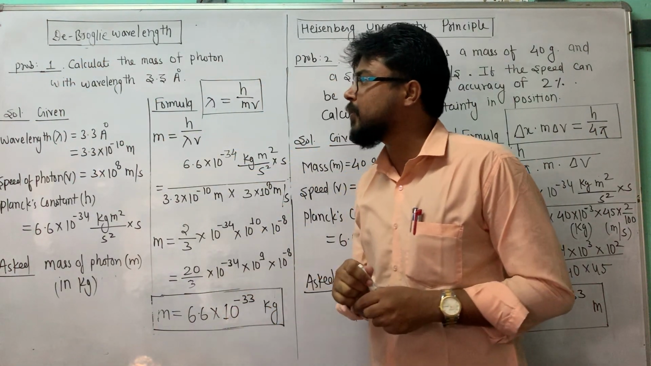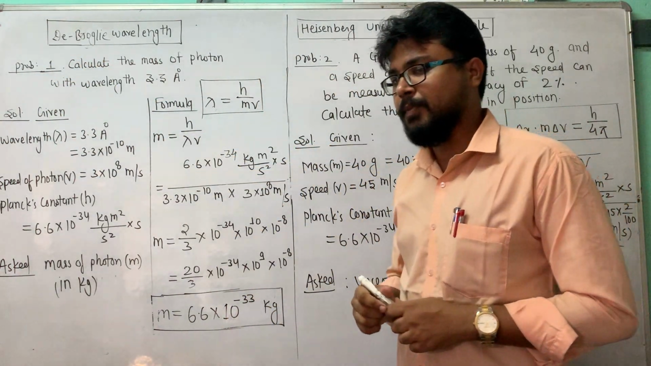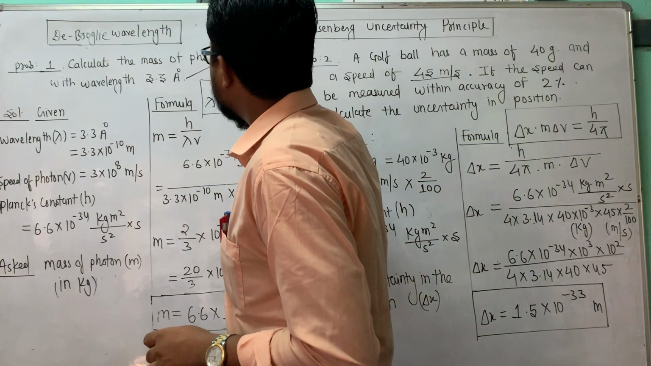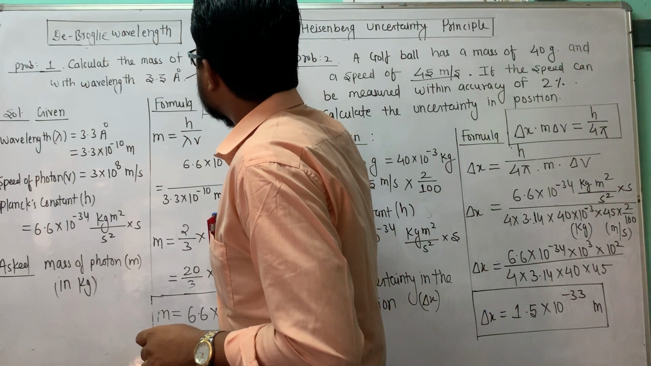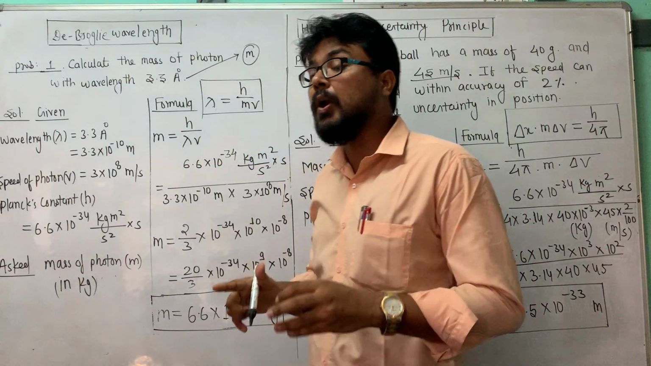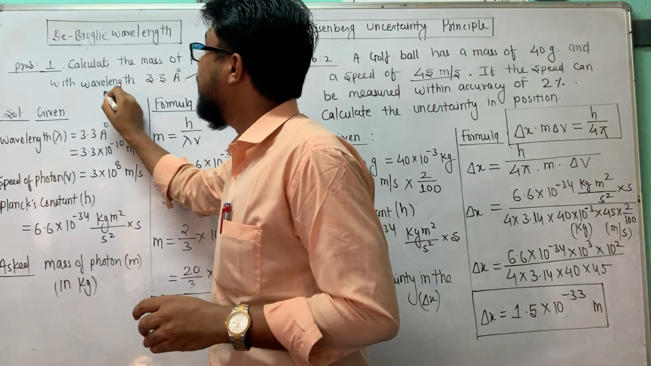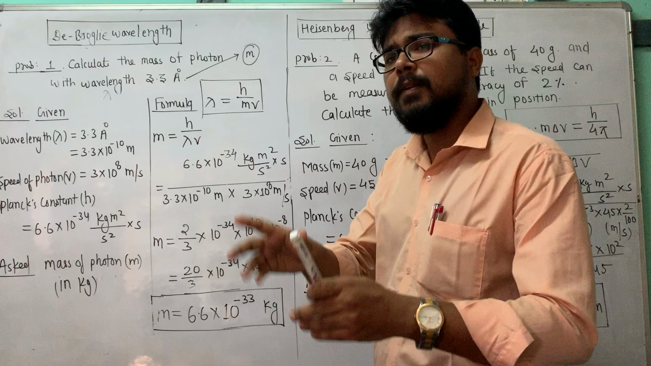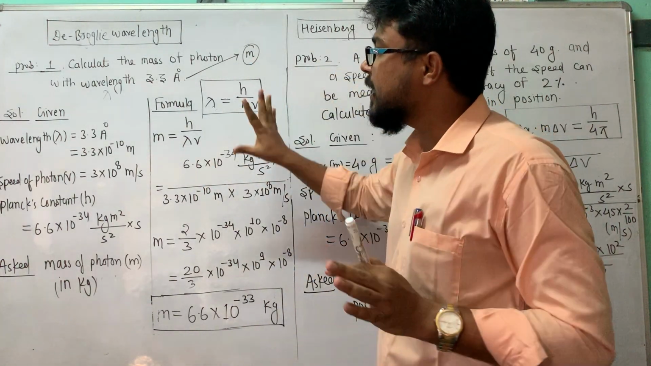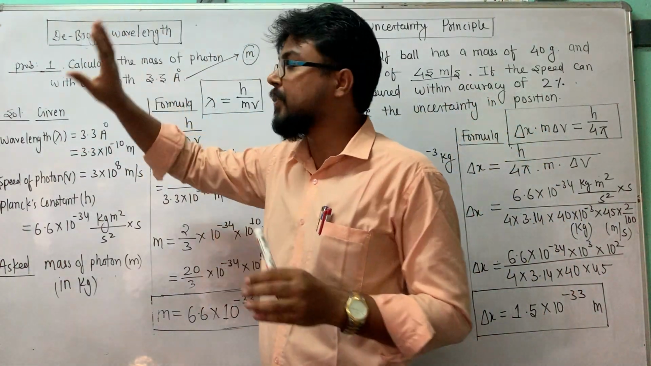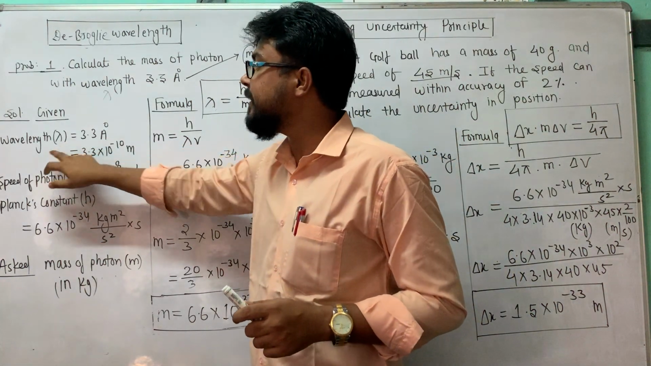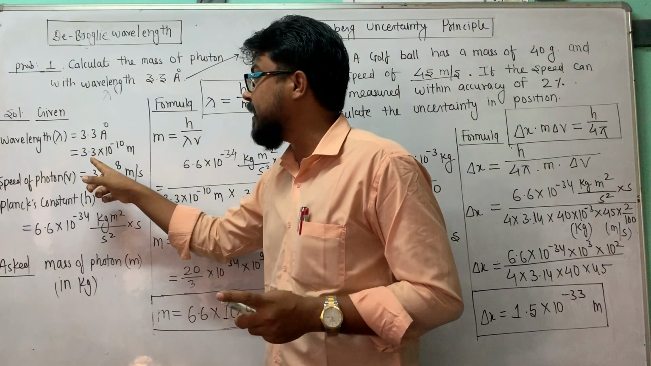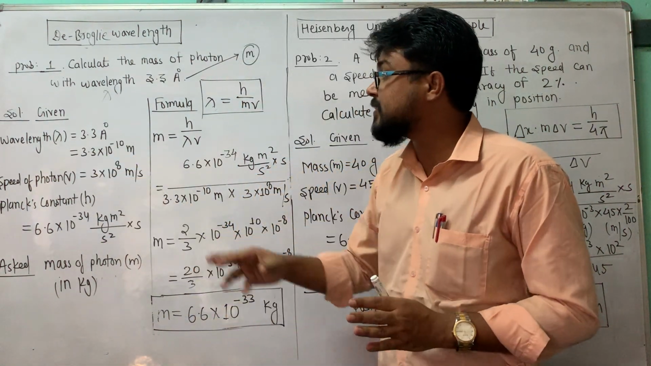Calculate the mass of photon with wavelength 3.3 angstrom. So students, here wavelength is given in angstrom. That means you have to convert this angstrom to meter. Very important, because wavelength means lambda, and lambda is always in meter. So first of all, forget about all these things. Just mention the given terms. So given is lambda, wavelength 3.3 angstrom, and as I converted this angstrom to meter, it means 3.3 × 10 to the power minus 10 meter.